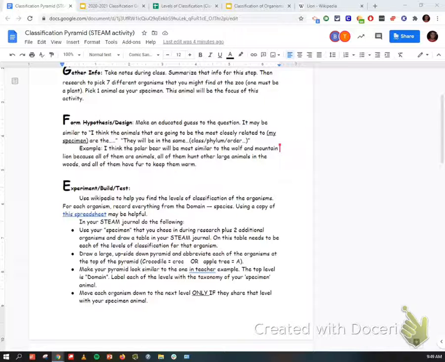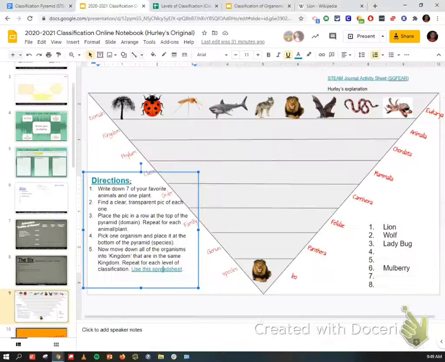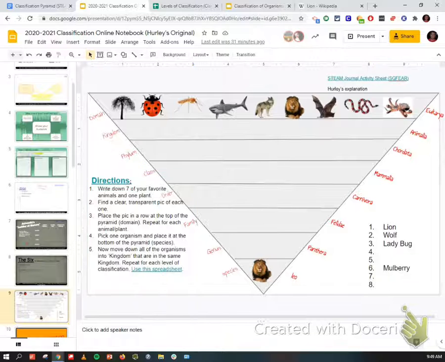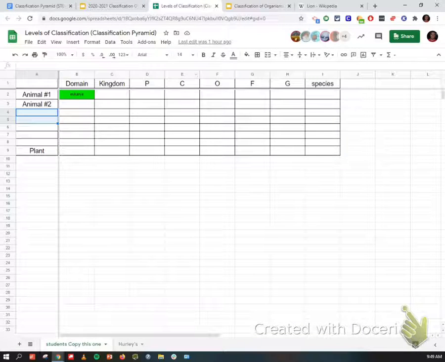All right, so now, if you haven't done so, I want you to go to this document, your slide number 9 today. Make a copy of this spreadsheet.